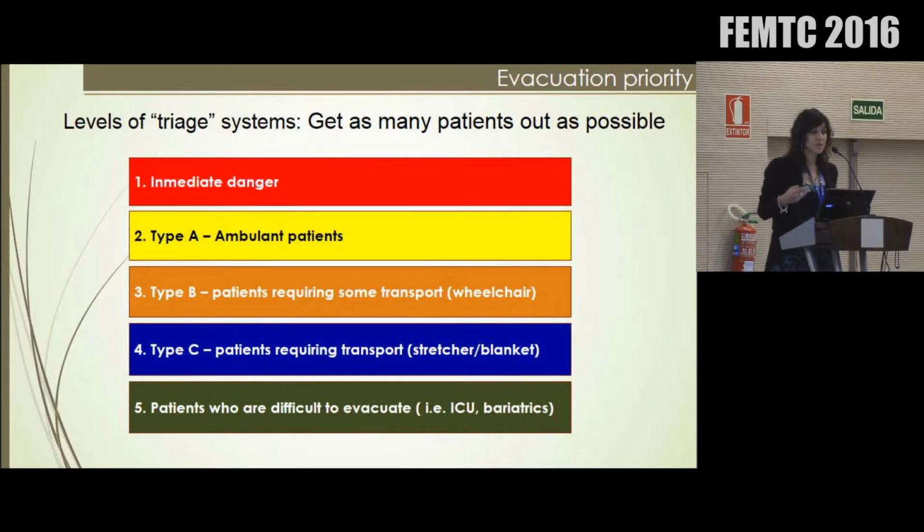We also have the fifth type of patient. Those patients can be under treatment at the moment of the fire, and these patients are difficult to evacuate. For example, patients that could be in the ICU or in bariatrics. So in this case, we are not focusing on this last group. They will have specific requirements, and we are going to analyze the evacuation modeling for these initial four types of patients.